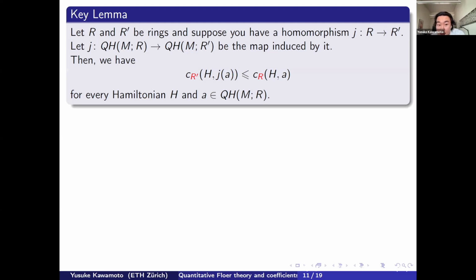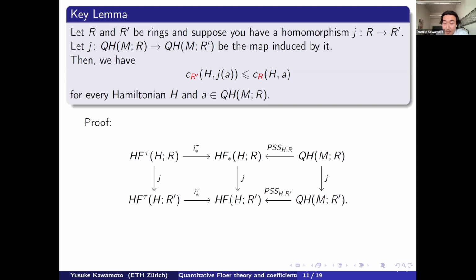Okay, and then the lemma tells you that the one that is sent to R prime is smaller than the original one. Okay. The proof is really just diagram chasing. It's just that, as I said, a spectral invariant is a value that shows the action of the minimal Floer cycle to represent the class. So it's like if you have a class.